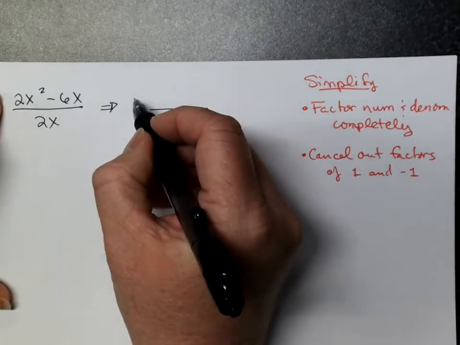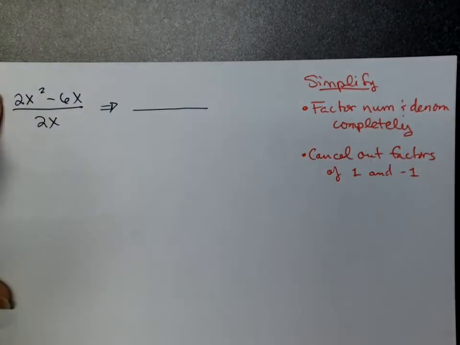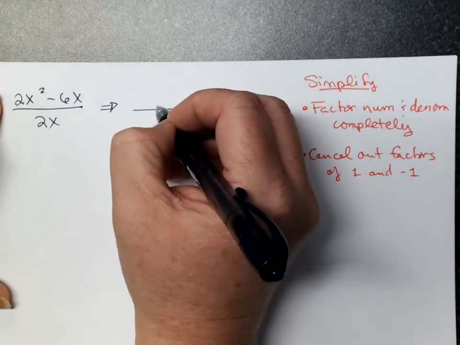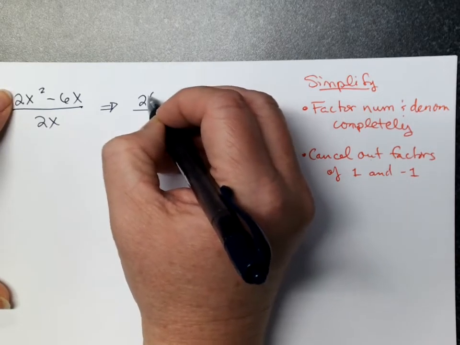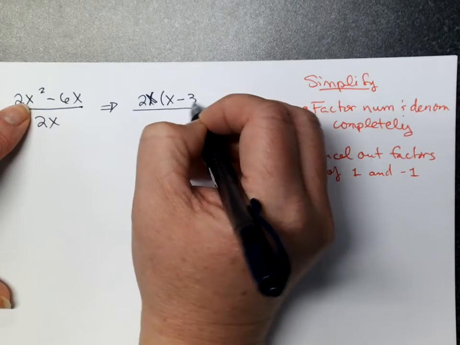So I either go off to the side and divide that out, or I do it mentally. Do it wherever you are on that. Just don't do it all here if you're going to use paper. So I pull out a 2, and I know that 2x I can see, and that's going to leave behind a single x minus 3.